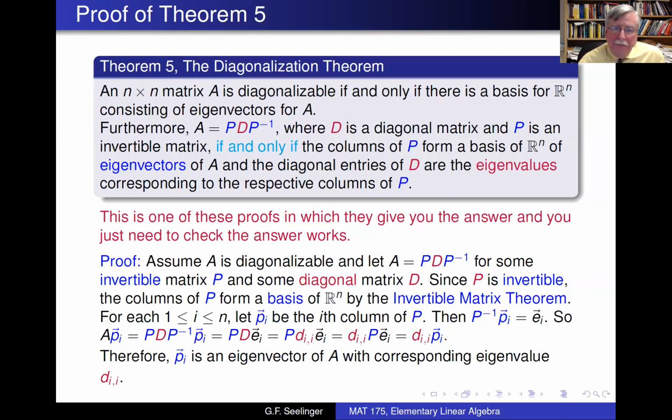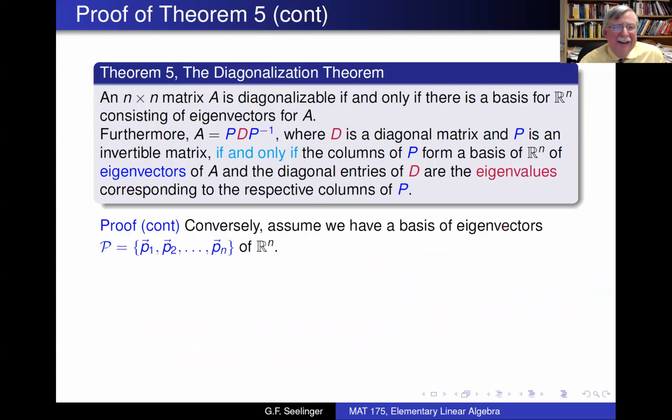All right. So what have we shown? We've shown that if A has this form, the columns of P are eigenvectors and the corresponding entry in the diagonal matrix is the eigenvalue corresponding to that eigenvector. All right. So let's go the other way. It's an if and only if statement, which means I've got double the work, right?